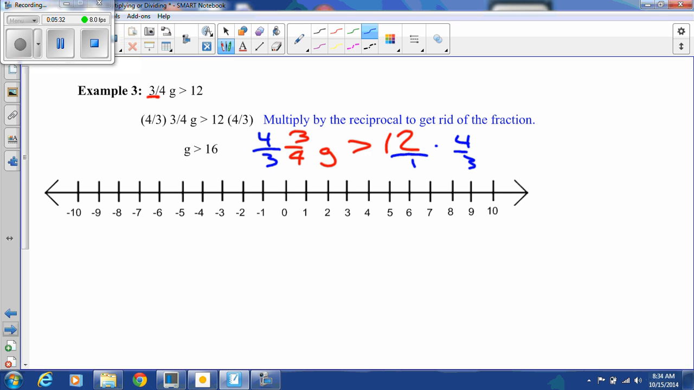I look for common factors. I have a common factor of 3. 4 times 4 is 16, so I get my resulting inequality, G is greater than 16. And my graph, I did not include, I didn't go far enough. But you can imagine this. We're going to put our boundary point at 16, and we're going to shade in the positive direction. We're looking for all numbers on the number line greater than 16.